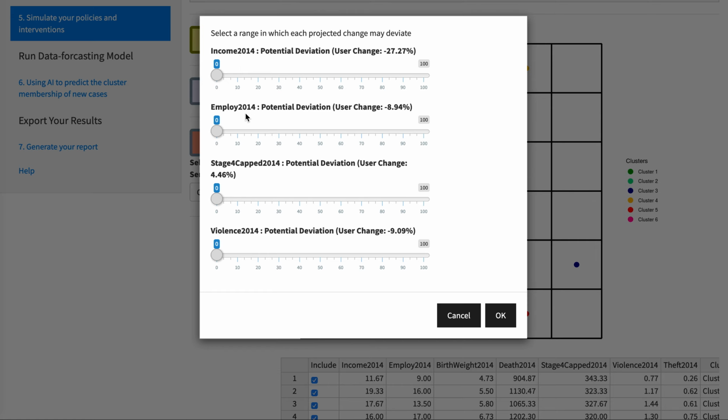We changed income, employment, educational preparedness, and violence in this particular intervention, and we were able to get a shift. What this is basically allowing you to do then is to dither that intervention. So the intervention in this case was we decreased income deprivation by 27%. We decreased employment deprivation by 8.9%. We improved preparedness by 4.46%, and we decreased violence by 9.9%.